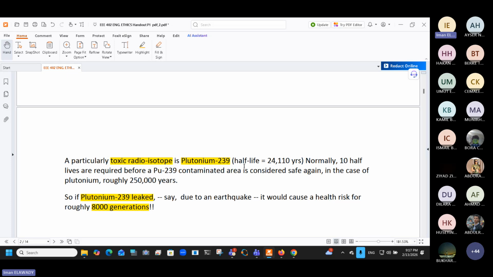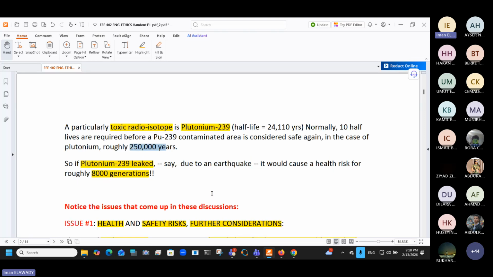and for this element to disappear, not only to reduce its effect, it needs a huge number of years for the effect to be reduced. So with the leaking of this, how many generations are we talking about for health risk? How many generations are going to be affected? About 8,000 generations are going to be affected by this accident or damage that happens to this facility.